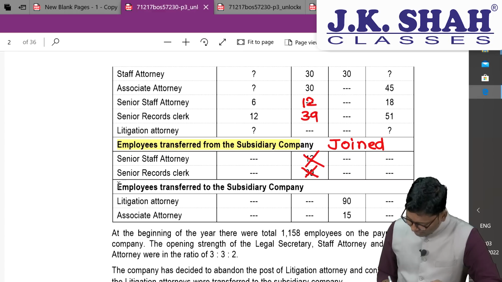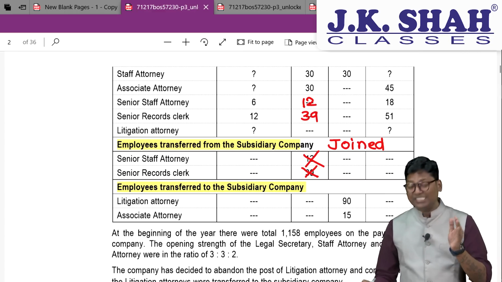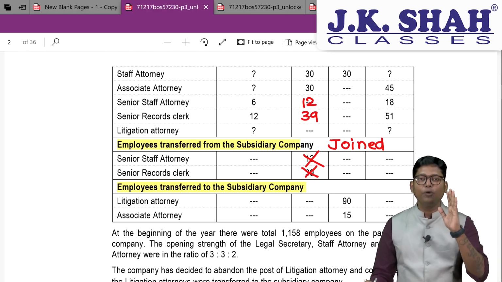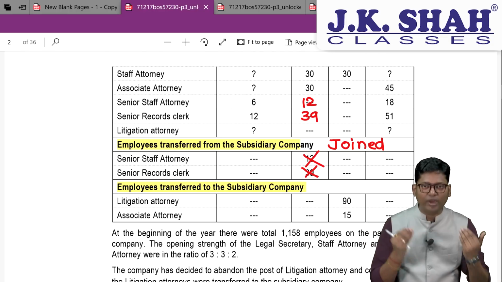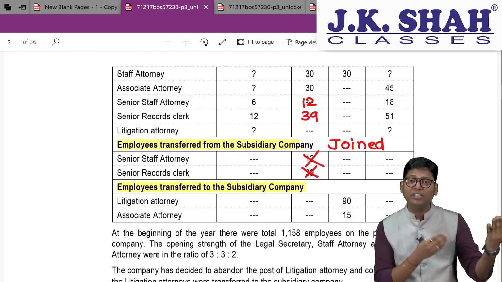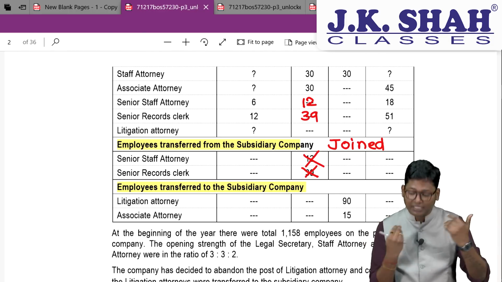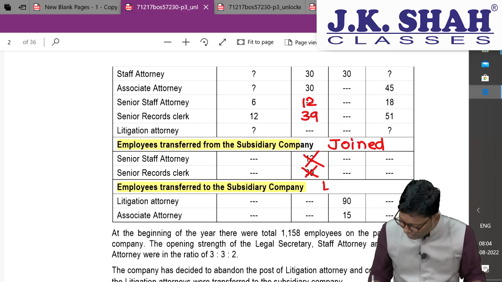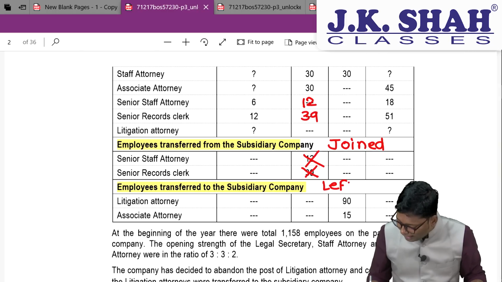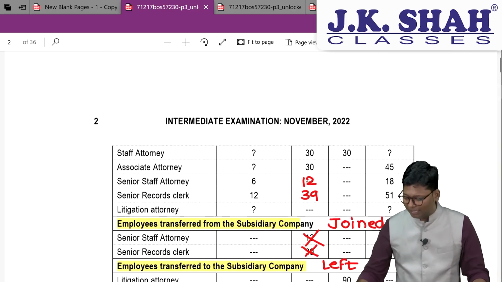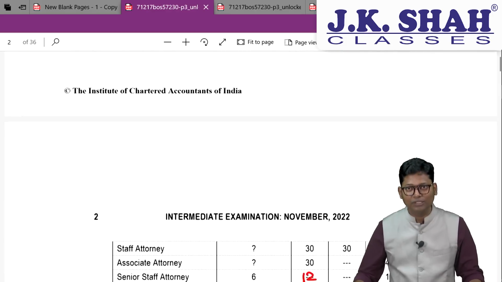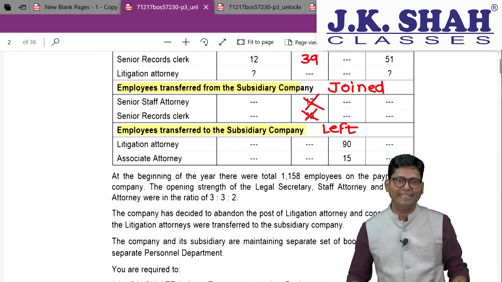One more table is given, absolutely no need of recording them separately. Now this is employees transferred to the subsidiary company. During the given period, some employees have joined and some employees are now going to the subsidiary company from your holding company. They are going. So this event can be treated as equivalent to a left event. So if you check, the numbers are given in the left column only. See, no, left column, and they have given you 90 and 15.